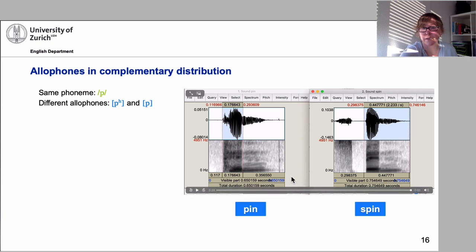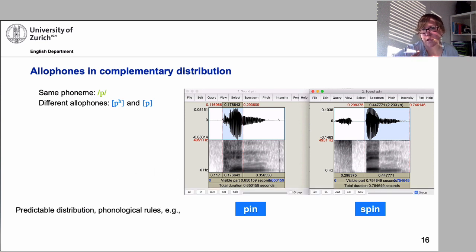That's not an illusion, and I'm not trying to trick you. That's phonetic, the difference between a phonetic signal and how we perceive it, which has to do with the environment and with regularity that you have internalized as being part of the language, right? So when we talk about allophone or allophonic variation, we talk about predictable distribution based on some phonological rules.